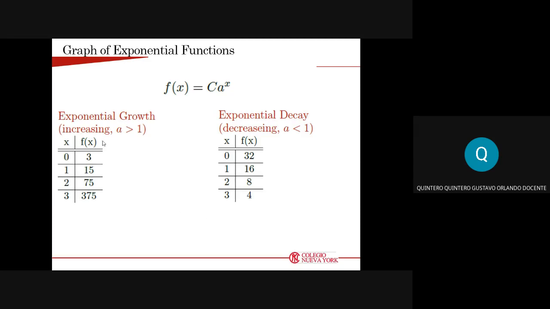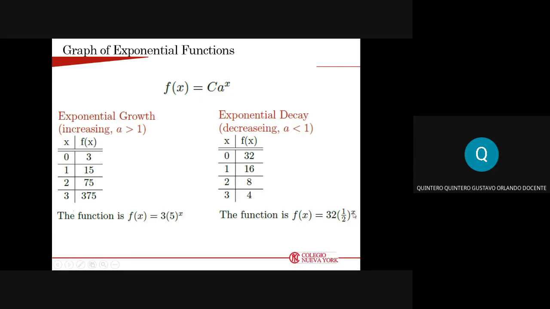You guys, instead of looking at the data, you can take a look at the functions. Look, here I'm giving you the functions that I had at the beginning. The first one was 3 times 5 to the x. And the second one was 32 times 1/2 to the x, right? These are the two functions. If we change the values of x by 0, we're going to have 3. If we change the values of x by 1, we're going to have 15. X by 2, we're going to have 75, right? This is the function of the first data. And this is the function of the second data.